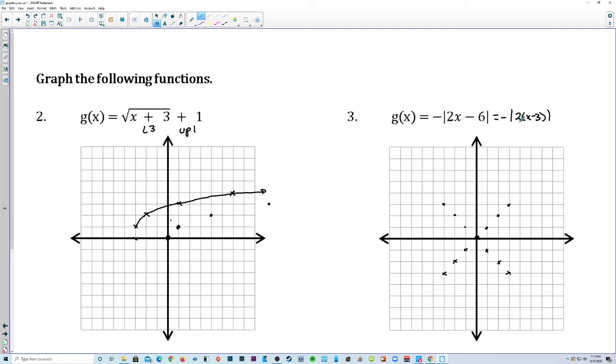The 2 means it is, well, actually on the outside it'd be vertical stretch. On the inside, it's a horizontal shrink by 1/2. So we have half. This is going to go to 1. That's going to go to 1. This is 3, so this will go to 1.5.